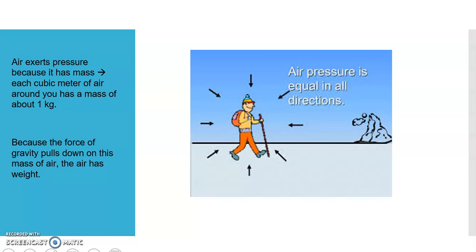Each cubic meter of air around you has a mass of about 1 kilogram. And because the force of gravity, which we learned all about in the last unit, pulls down on this mass of air, the air has weight. And the weight of the air is the force that produces air pressure, or sometimes called atmospheric pressure.